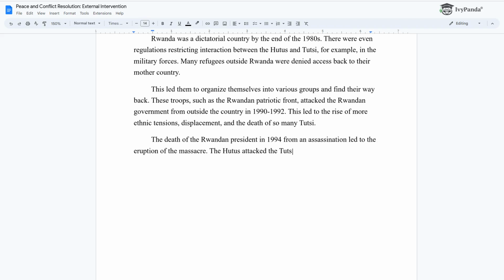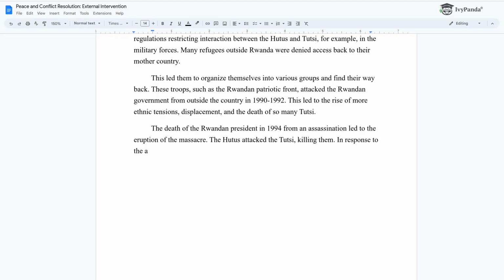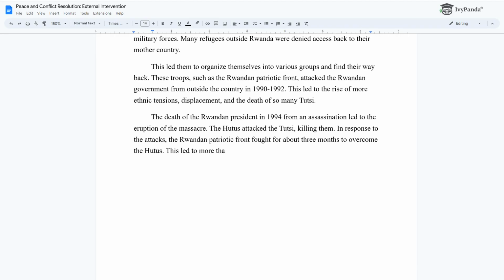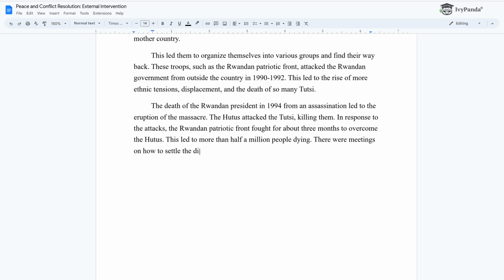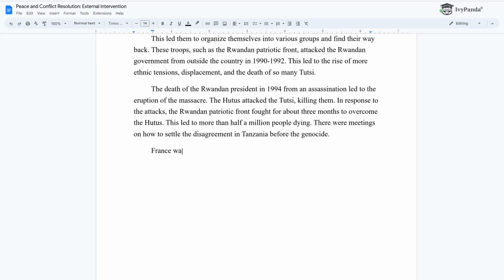The Hutus attacked the Tutsi, killing them. In response to the attacks, the Rwandan Patriotic Front fought for about 3 months to overcome the Hutus. This led to more than 500,000 people dying. There were meetings on how to settle the disagreement in Tanzania before the genocide. France was observed to take sides in support of the government.